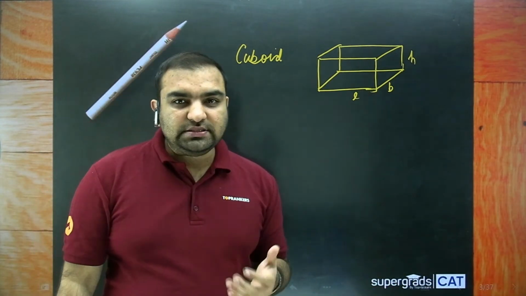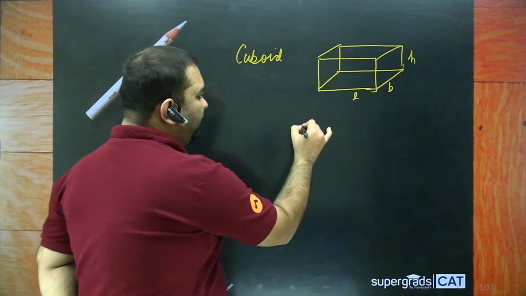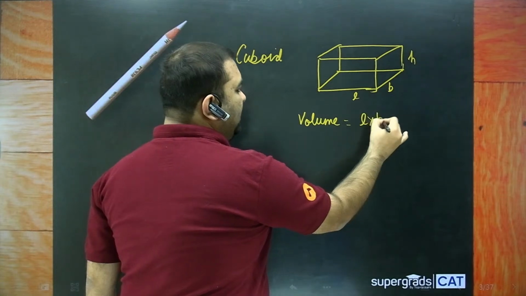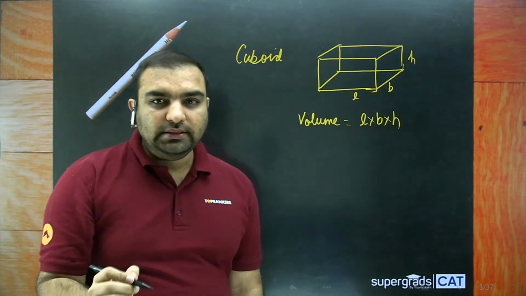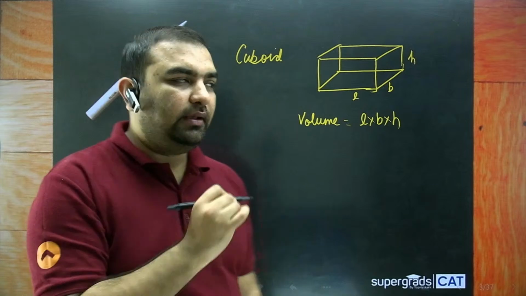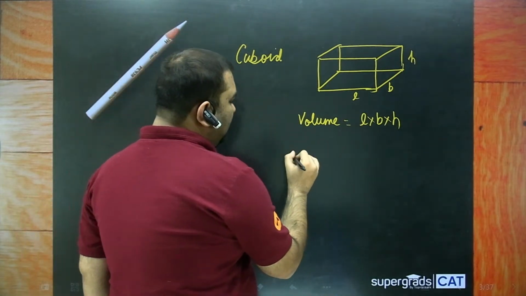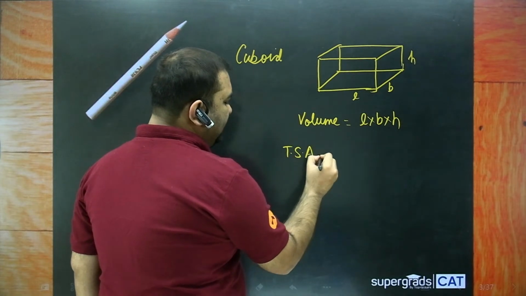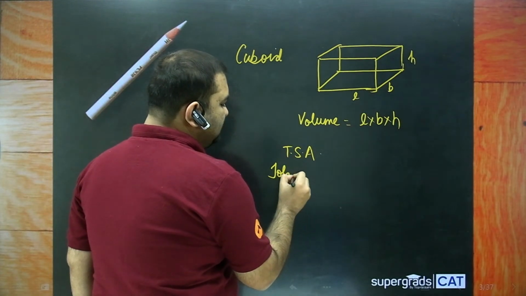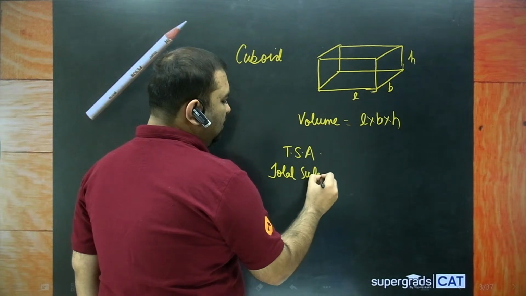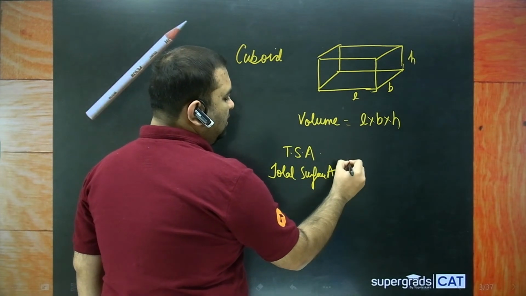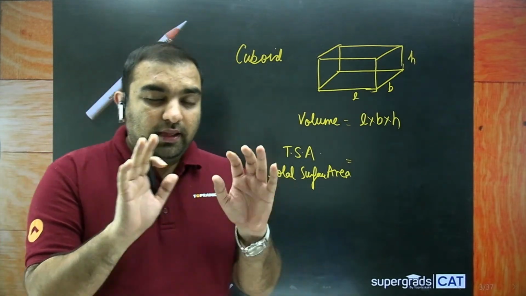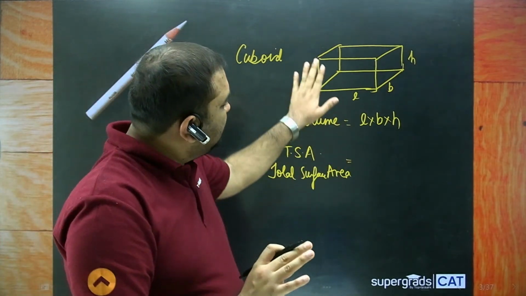What are the things which can be asked from here? What will be its volume? So volume is L into B into H, length cross breadth cross height. Then comes the total surface area, TSA, the complete surface area. Actually, this figure has 6 faces.